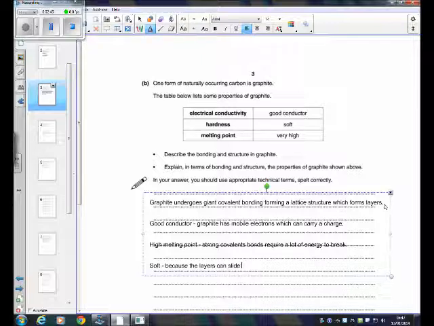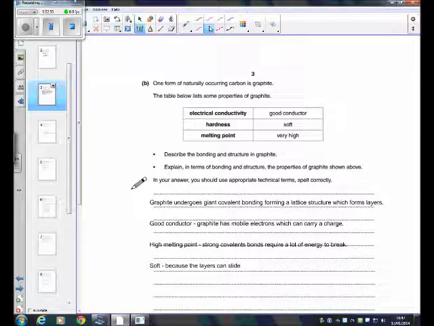So where do we get these points from now? Where do we get these marks? We'd get 1 mark for saying giant covalent bonding. We'd get another mark for saying layers. We'd get another mark for this explanation, a mark for this explanation, and also a mark for this explanation, giving us a total of 5. But any keywords, especially in this mark scheme, it's saying electrons have to be spelled correctly. If you hadn't spelled electrons correctly, they would deduct a mark off you.